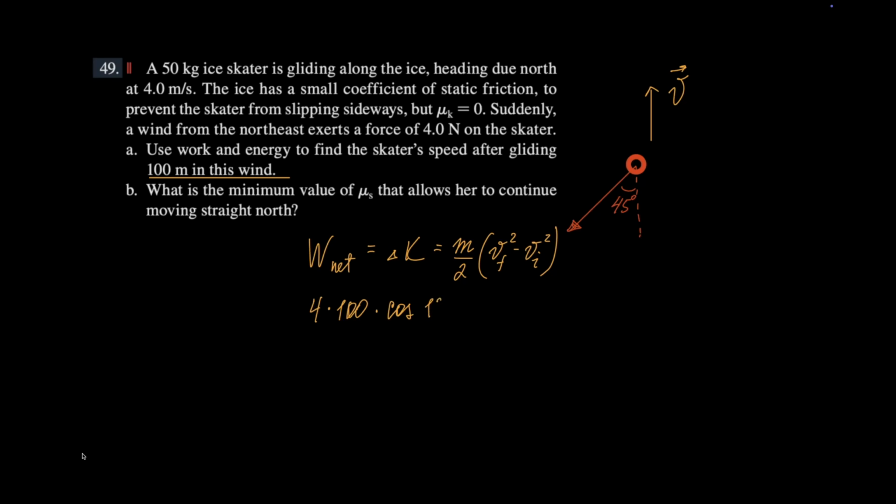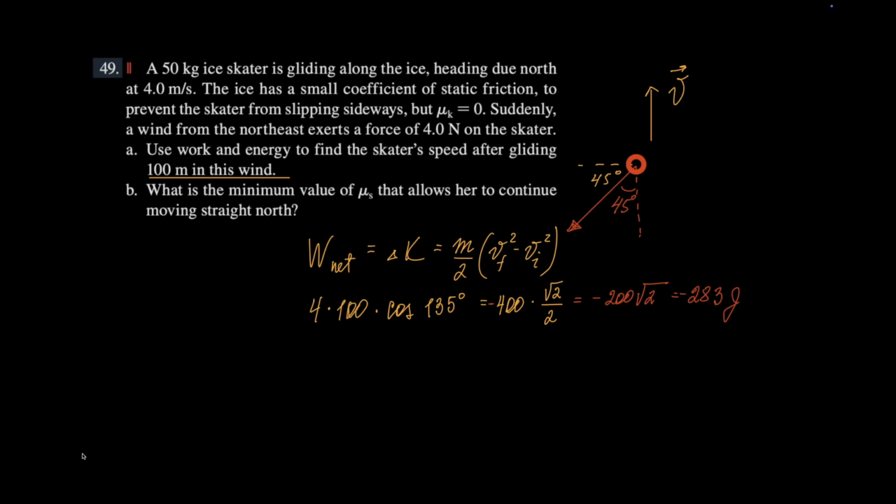So 135 degrees. In other words, I can see this is 90, this is 45, so that gets me 135. 400 times basically root of 2 over 2, and there's a minus because it's negative. Negative 200 roots of 2, which is like 200 times 1.4, so it's going to be 283 joules with a negative sign. That is the change in kinetic energy.